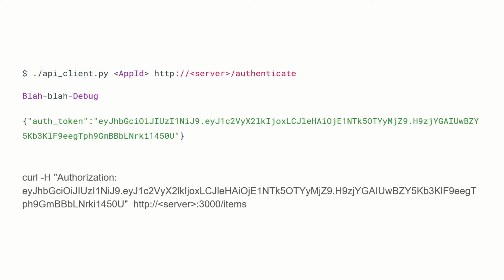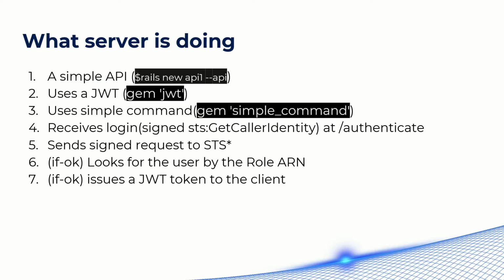So what is the server doing? The server is the basic Ruby on Rails application generated with the API flag. It has the JWT gem and the simple command gem, because it was easy to use. It receives the login and authenticates. Then it sends the signed request to STS. Again, asterisk here, we'll talk about it later. If the role is found, it looks for the user and generates the token.